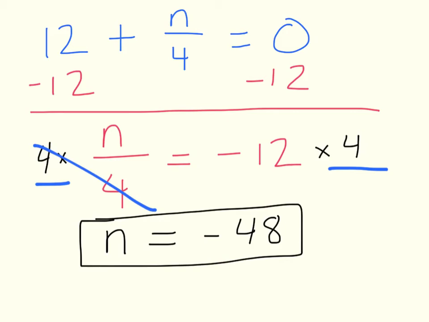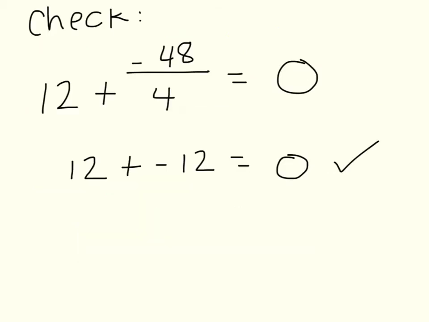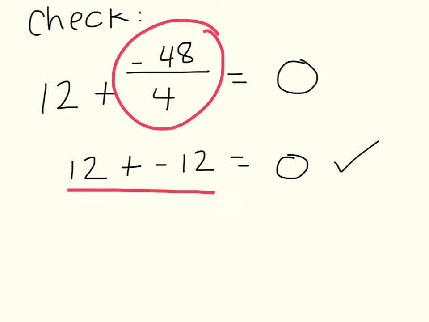And again, our last step is to check our work. So we have n equals negative 48. Let's substitute negative 48 in for n. So now doing order of operations, we have to do division first. So we have negative 48 divided by 4 equals negative 12. 12 plus negative 12 equals 0, and that checks out.